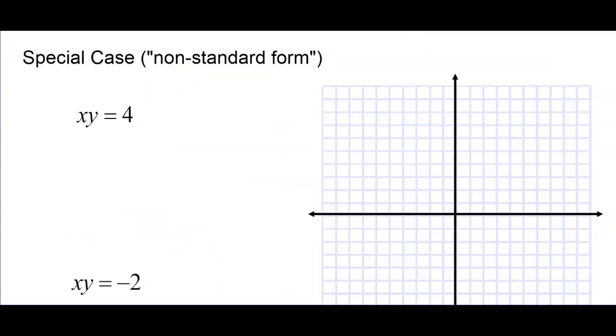The special case hyperbolas are equations that look like this, where there's either xy equals a positive number or xy equals a negative number. And for graphing these, this is really almost the simplest thing you can possibly imagine. You just make a table of values by thinking of numbers that you multiply together to make 4. So, like, say, 2 and 2, or 1 and 4, or 4 and 1.